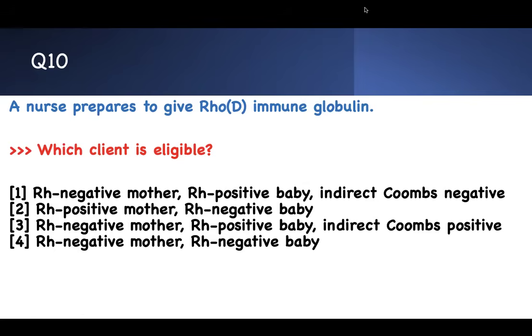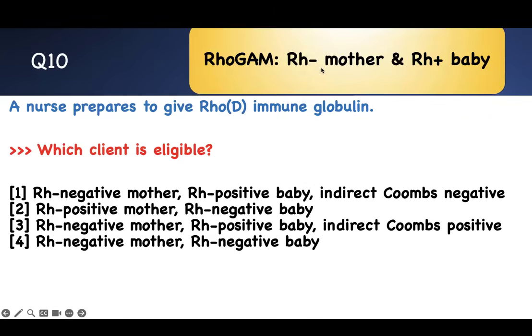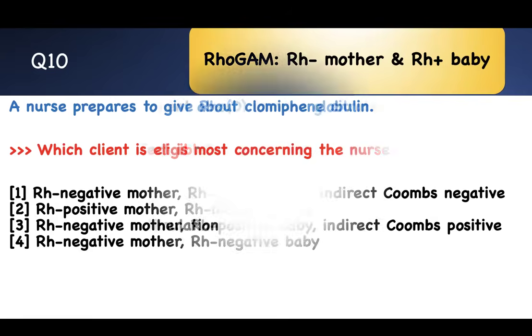And then you have an indirect Coombs that is negative, not positive. That distinguishes it from number 3. So that's the key. Rh negative mother and Rh positive baby are the key for this question.